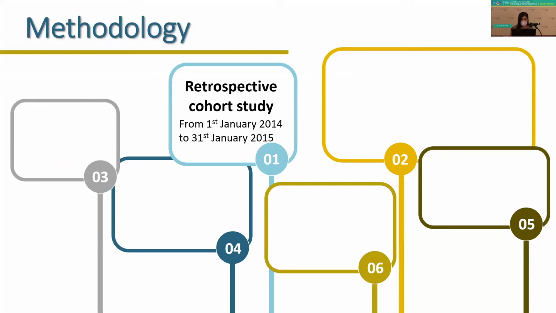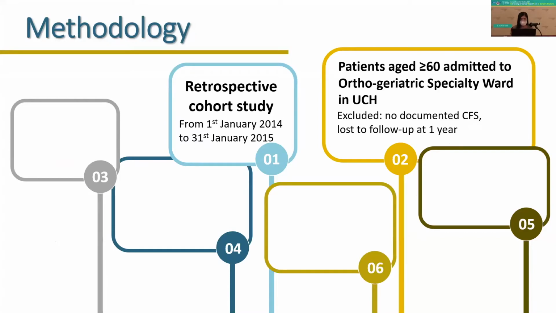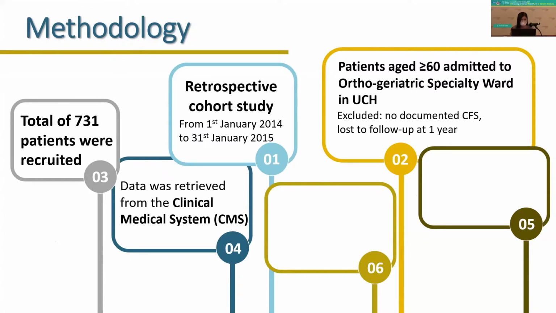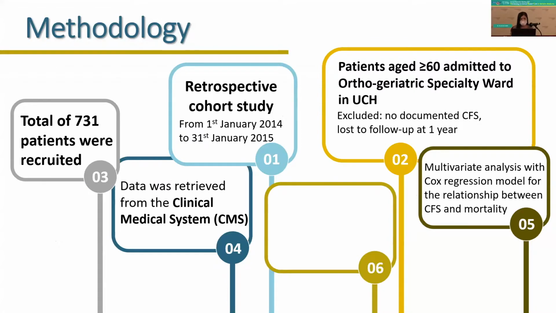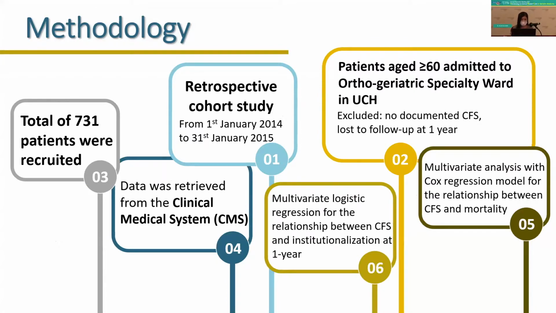This is a retrospective cohort study conducted from January 2014 to January 2015. Patients aged 60 or above admitted to the orthogeriatric specialty ward in UCH were recruited. As a result, there were 731 patients in the study. Data was retrieved from the CMS, and SPSS was used for the statistical analysis.